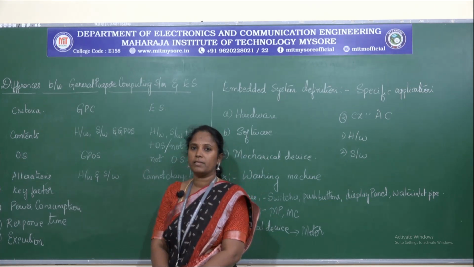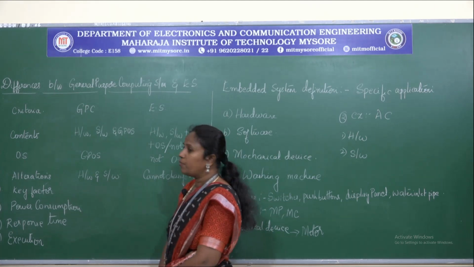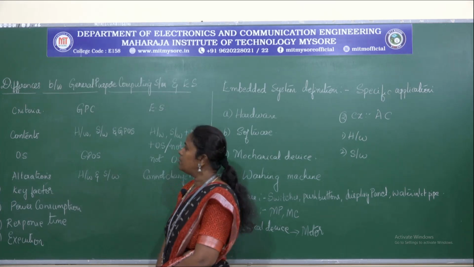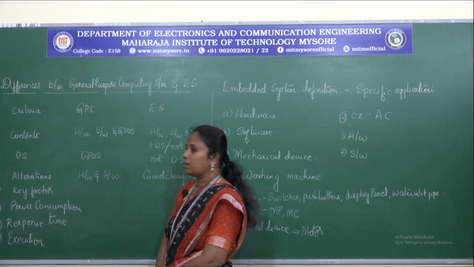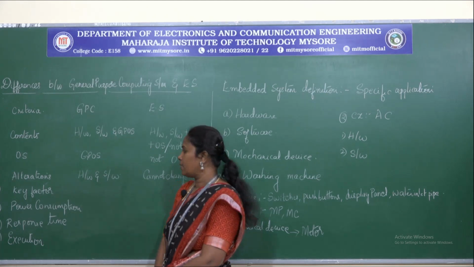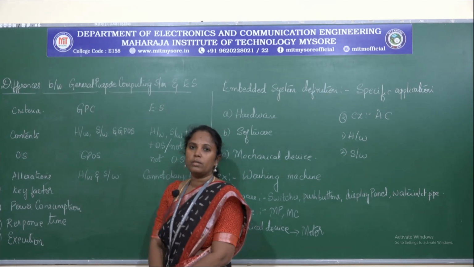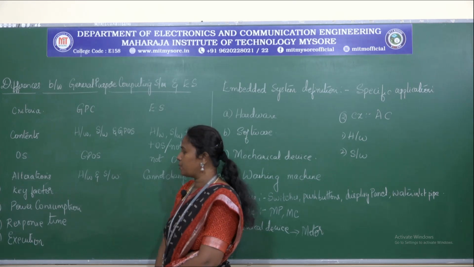Next is the key factor. Key factor means how fast your general purpose computing system is going to work, that is, its speed and its accuracy. All this comes into the picture with respect to your key factor.